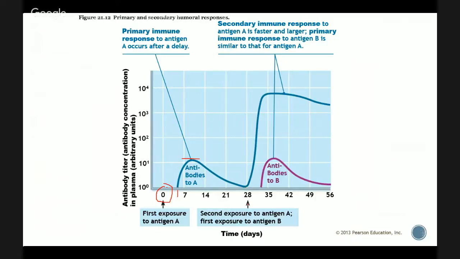But let's say on day 28 now, so almost a month later, you get exposed to that same pathogen. Remember, it took us about 4 days to even do anything. You can see that starting right when the body is introduced to the pathogen, we see a response. And you can see that within about a day or two, we have a much, much stronger response.